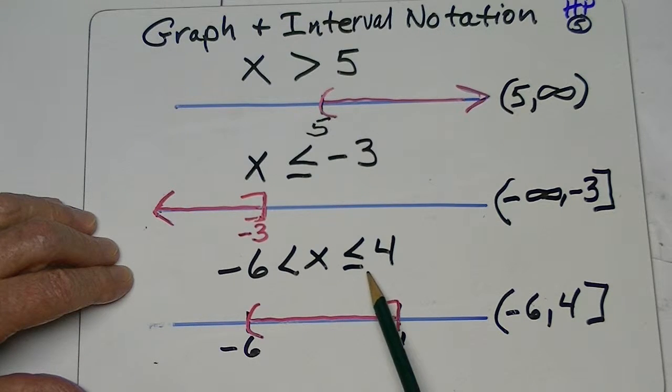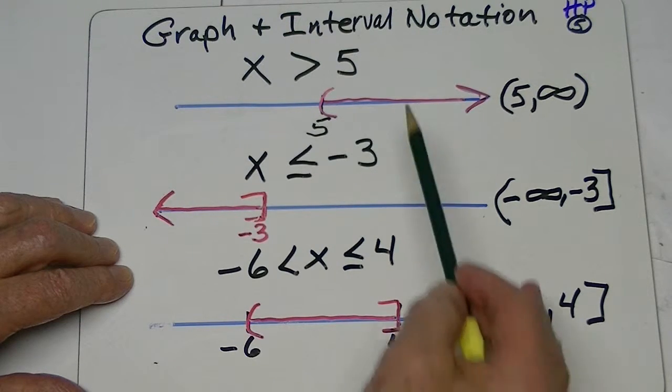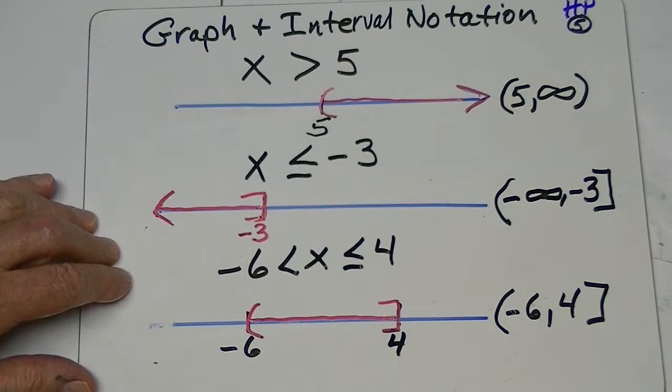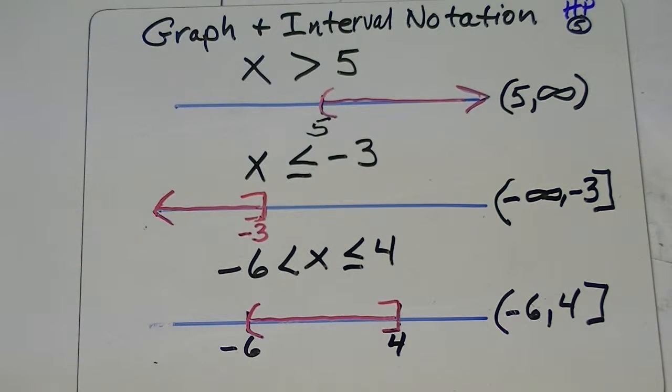Now to convert this from the graph to interval notation, right from the graph, take the parenthesis, -6, 4. 4 is included, so you use the bracket. So just a little short review of what we didn't show you on that Chapter 2 test, but will be included in your MathLab test.